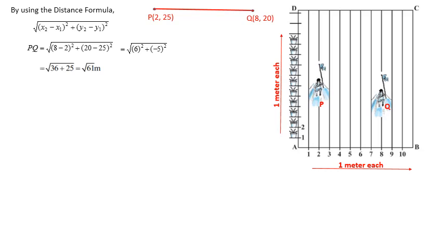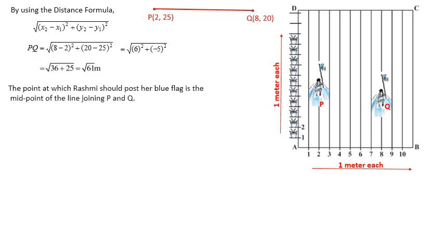Calculation again, that is 6 square is 36 minus 5 square is 25. So 36 plus 25 is root 61 meter. That is the length of PQ. Then next question is where Rashmi should post the flag.